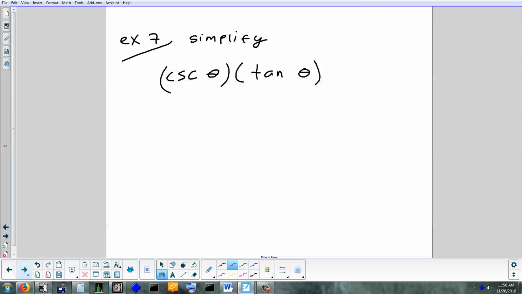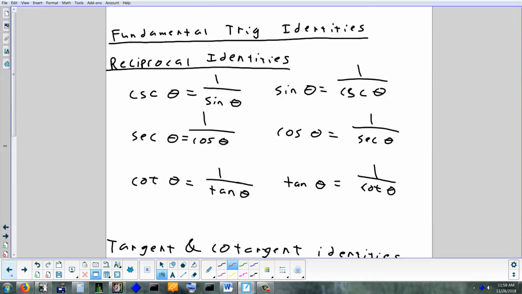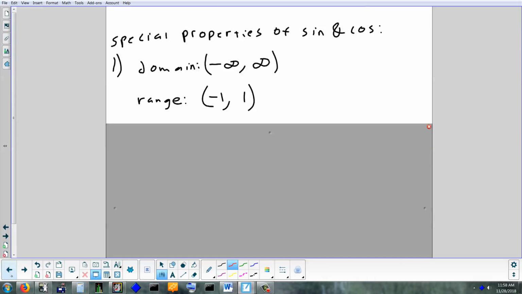Alright, so I'm not going to do that. There's not really much left. I'm going to save those 3 for tomorrow. And the last thing I'm going to mention is what I was going to mention at first. There's just a couple special properties about sine and cosine. Sine and cosine, we're going to graph them next week.